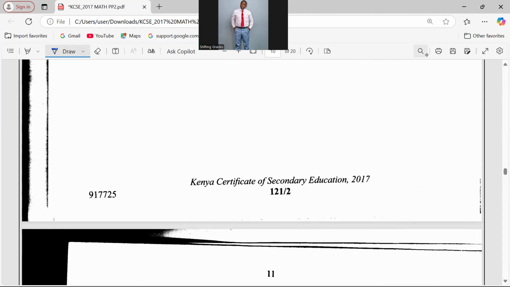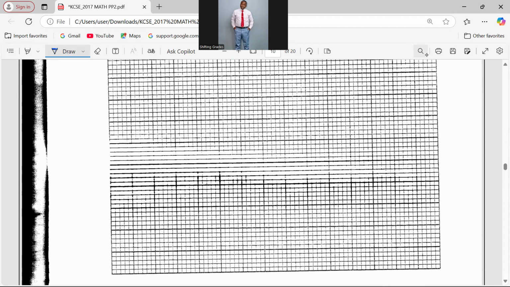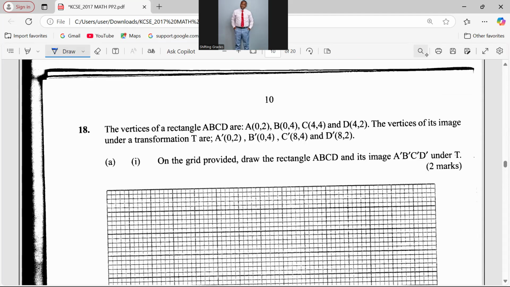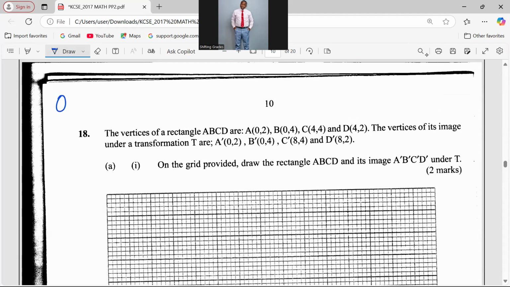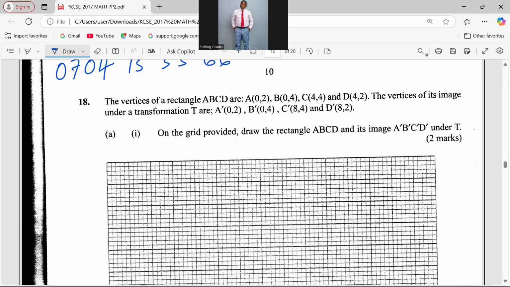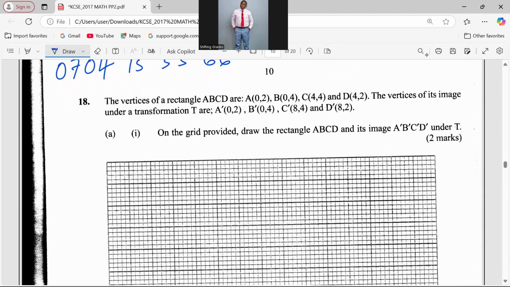So the question is here. Matrices and transformations. The question says that the vertices of a rectangle ABCD are A(0,2), B(0,4), C(4,4), and D(4,2).